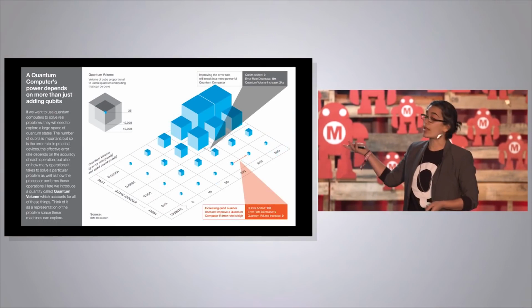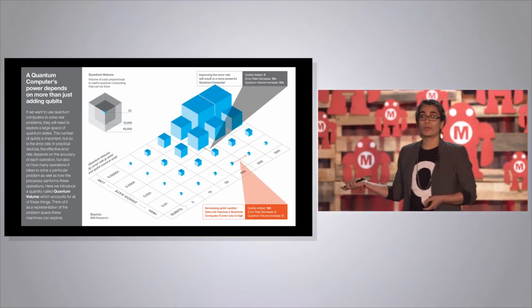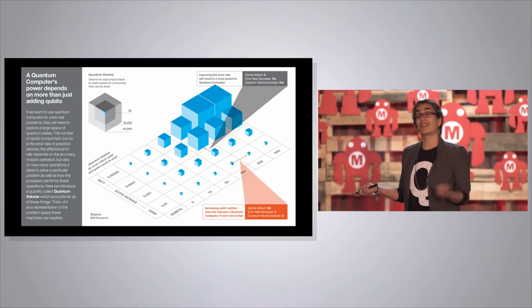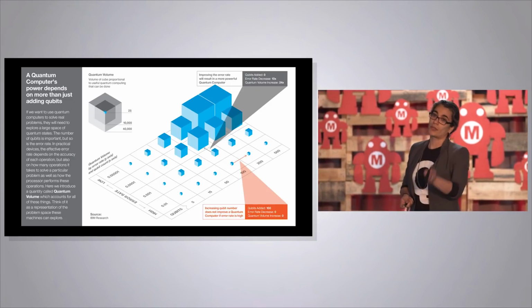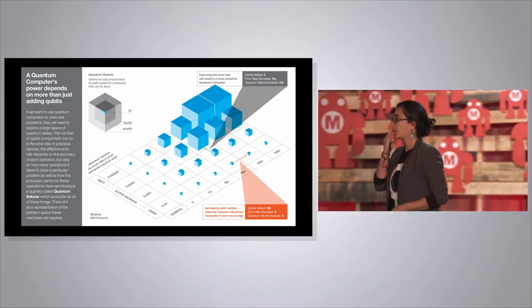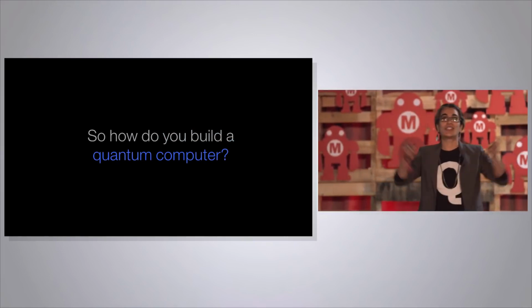So we're promoting a new metric called quantum volume, where we're saying, if you increase the number of qubits, you can get to higher computational power, but not if you have really high error rates. So we have to move towards both lower error rates and higher qubit count. So how do you actually build a quantum computer? This is how it should work theoretically.